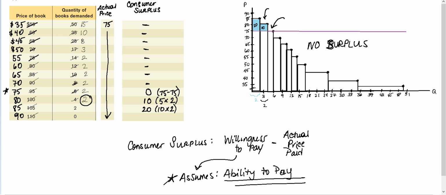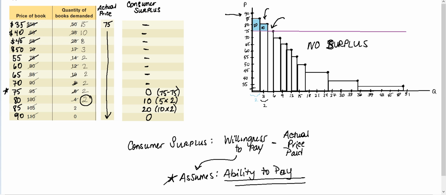Then moving on to $90, well, we would have had a consumer surplus generated if someone was willing to buy at $90, but we actually have the quantity of books demanded is 0. And so we have no consumer surplus generated here because no one actually bought the book. You can't generate a surplus if no one purchases. And that is demonstrated graphically at the point 0.90, so this point right there.